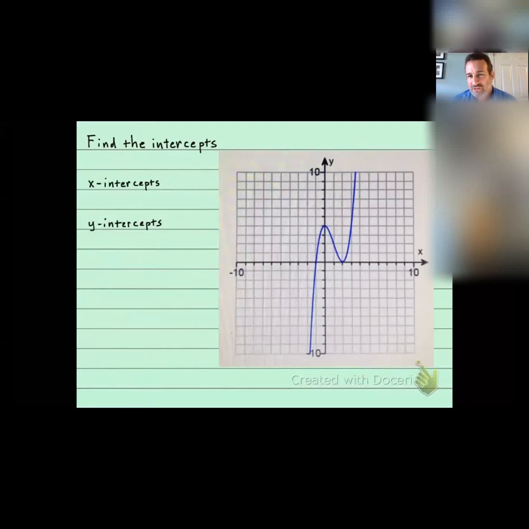It says find the intercepts. Now you know that the intercepts are the points where the graph crosses the x or the y axes. So this one here is the x-axis, okay, and this one here is the y-axis. So all we have to do is look at this and identify where it crosses the x-axis and where it crosses the y-axis. So how many times does this graph cross the x-axis?